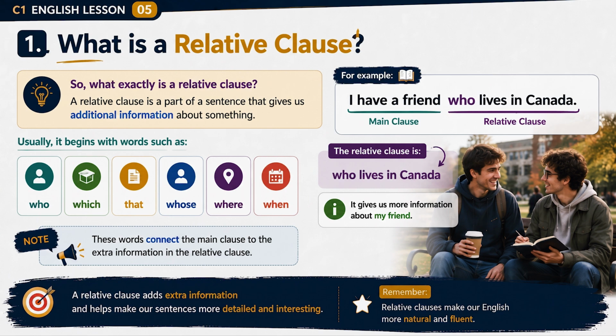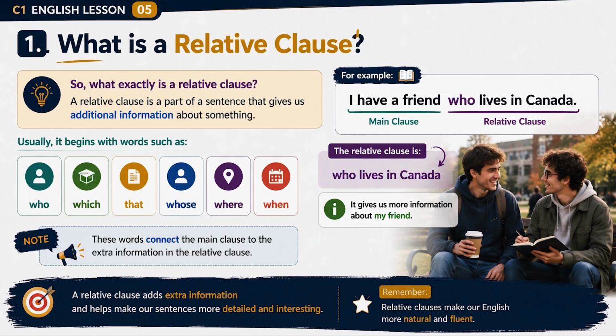I have a friend. You want to add more information to your sentence about your friend. I have a friend who lives in Canada. The relative clause is who lives in Canada. It gives us more information about my friend. I have a friend who lives in Canada. Let's start with who.